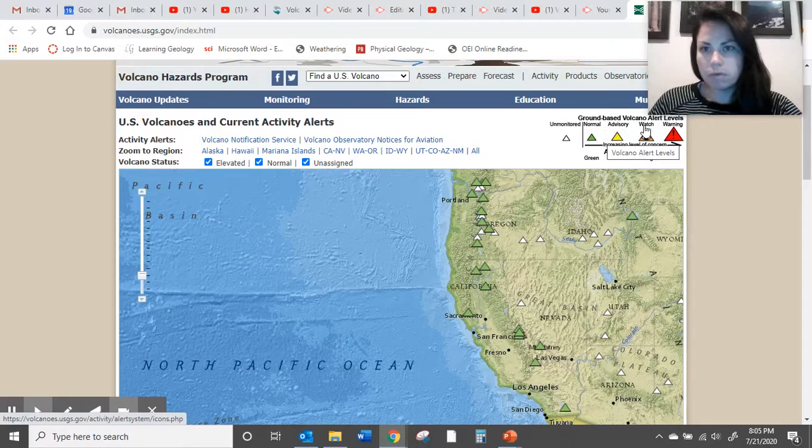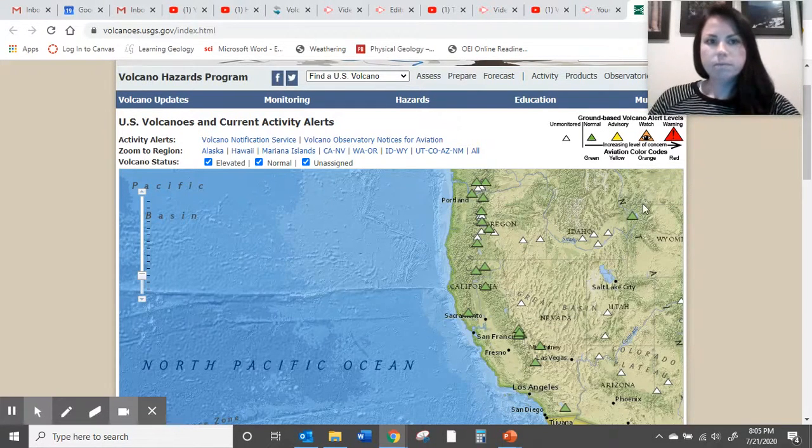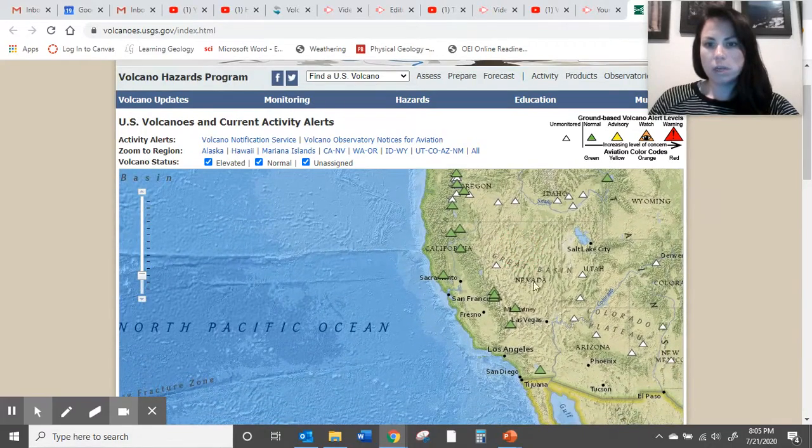So this is ground-based volcano alert levels. So white, or clear, no fill, is unmonitored. So these are likely dormant or extinct volcanoes. Green means normal. Yellow is advisory. And this orangish is increasing level of concern with watch. And red alert is warning. So those are the levels of scariness with these volcanoes. So just here in California, we can see that we're all green.